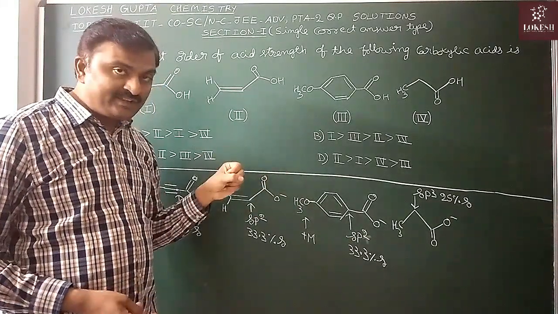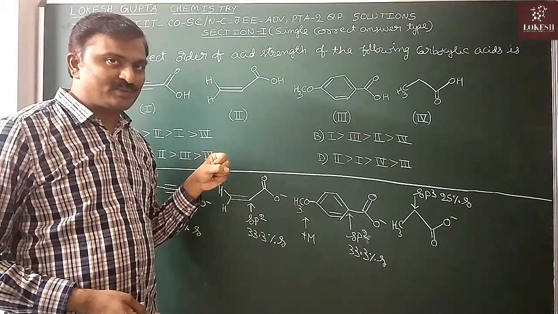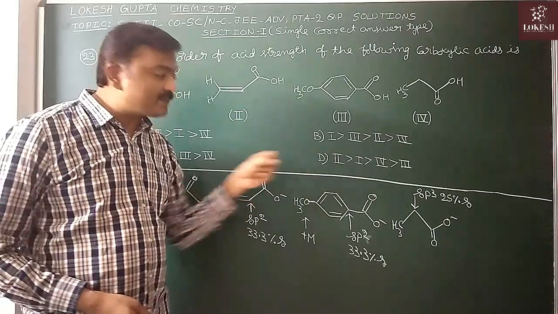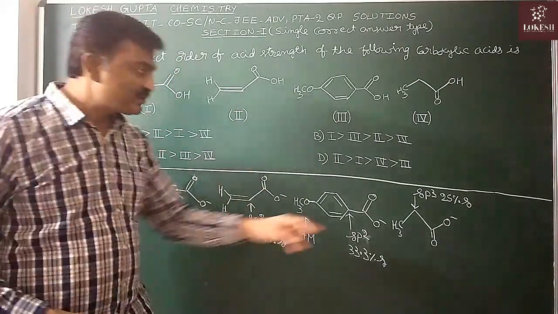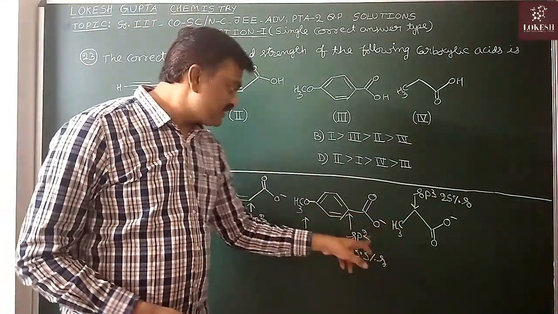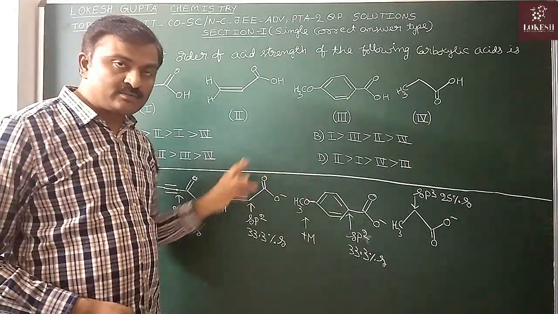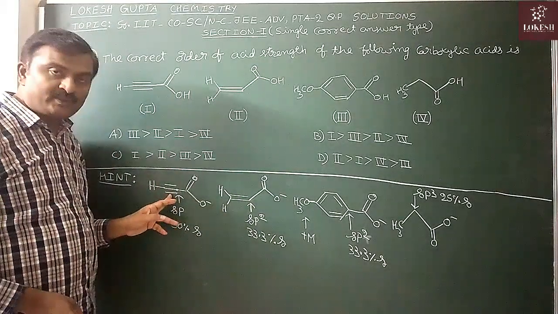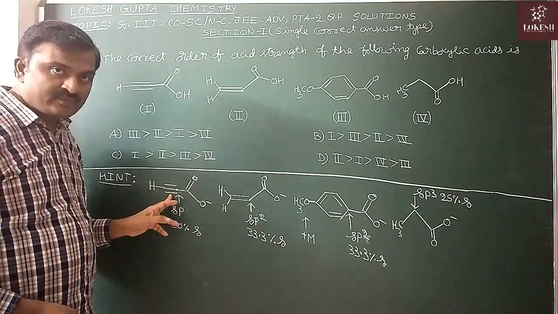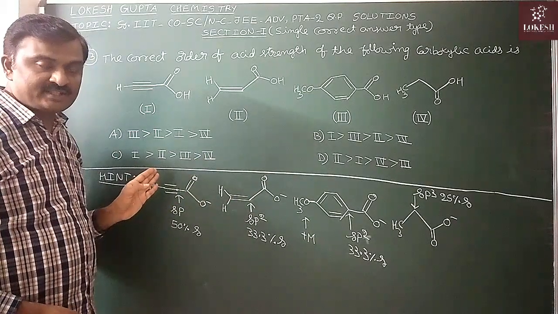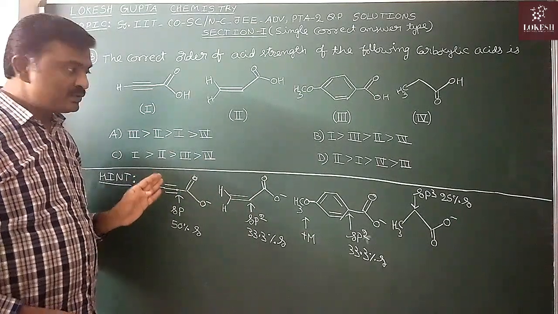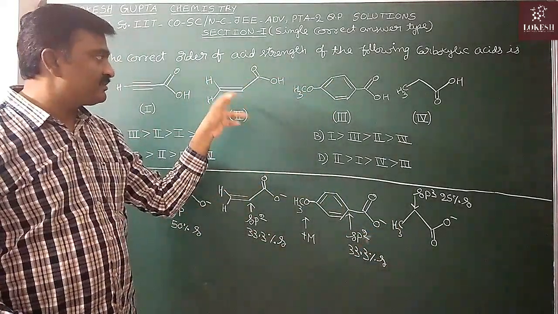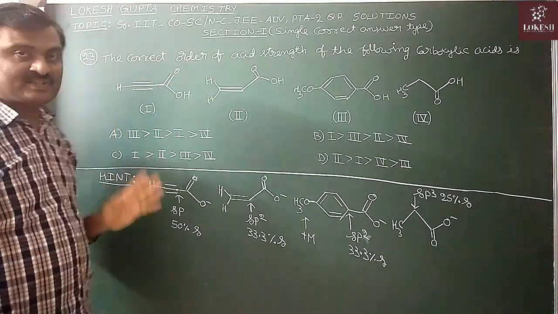Now, if electronegativity is more, the minus I effect is more, and with increasing minus I effect, it can stabilize the carboxylate ion. So, when compared with this one, these two carboxylate ions are more stable. When compared with these two, this carboxylate ion is more stable. Why? The electron withdrawing tendency, the minus I effect, increased. So when compared with this, these two are more acidic. When compared with these two, this one is more acidic.